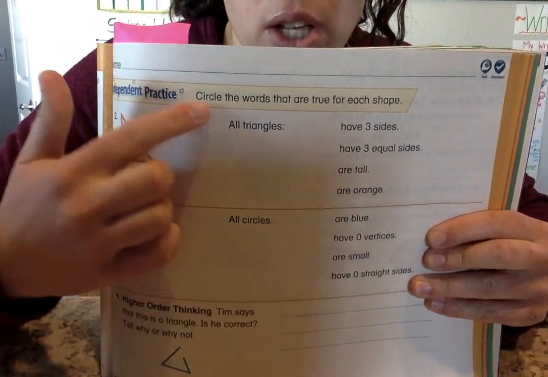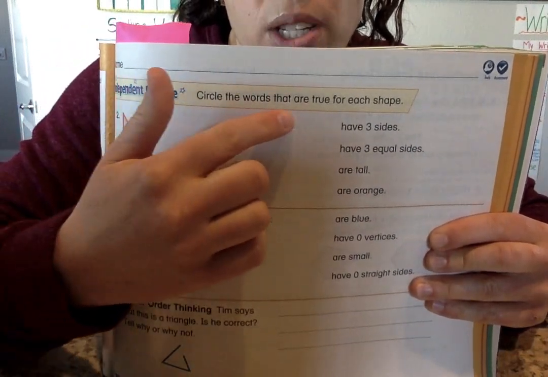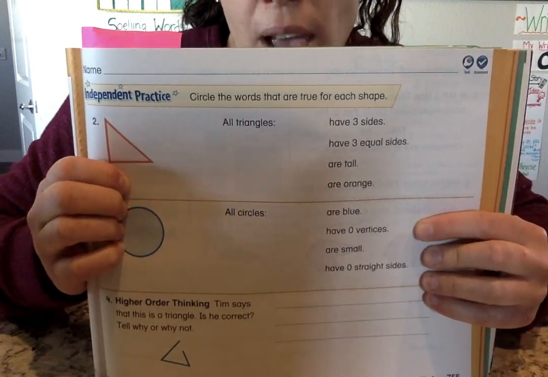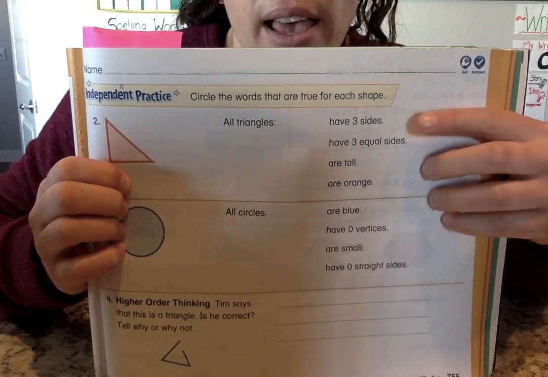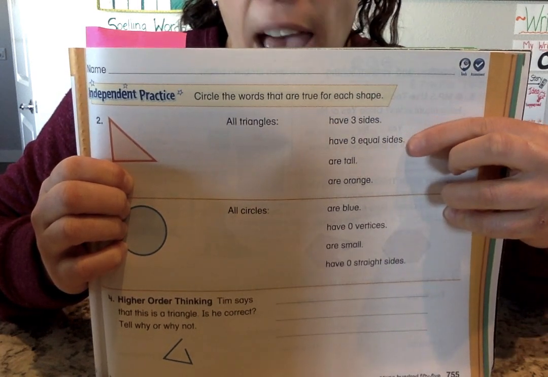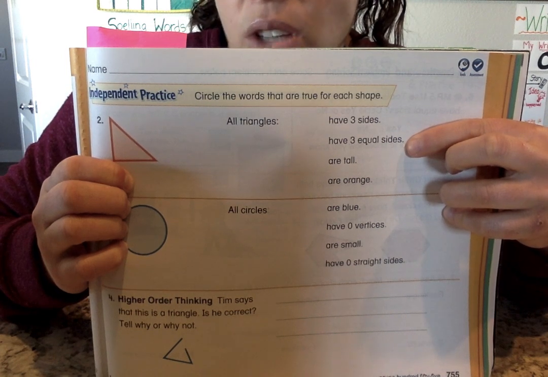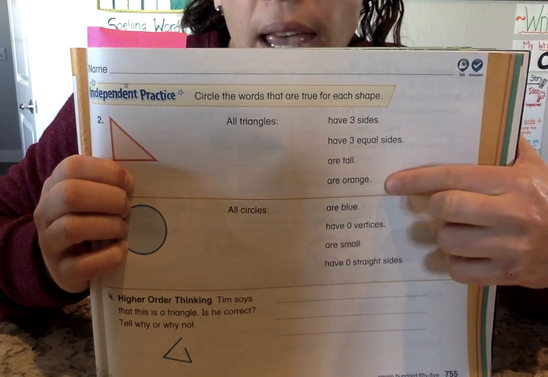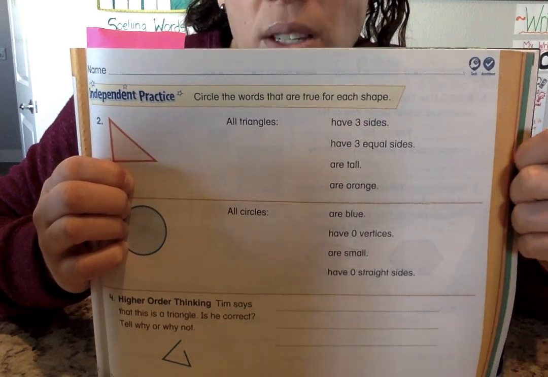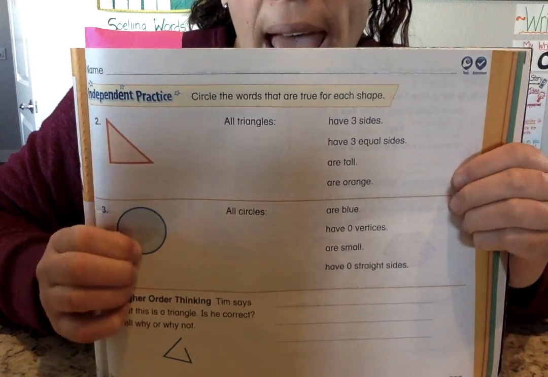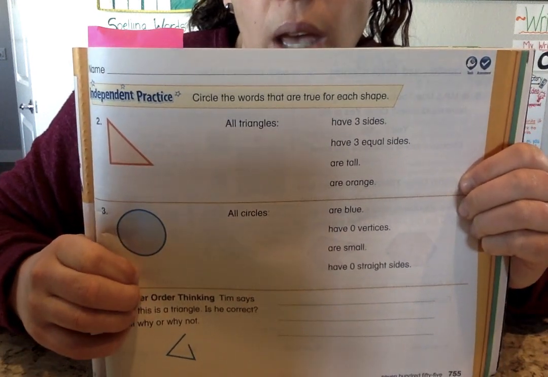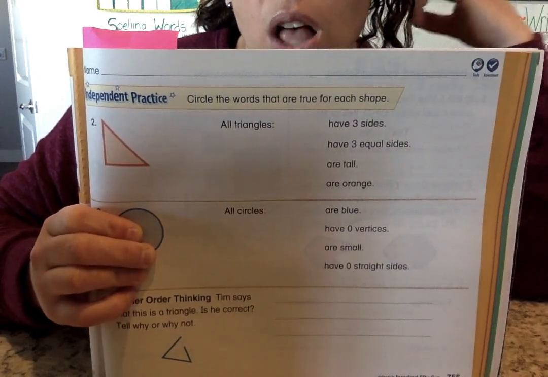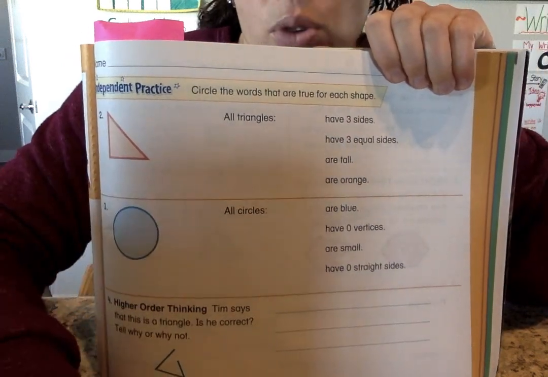It's saying all triangles. The directions say circle the words that are true for each shape. So now we're doing triangles. What makes a triangle a triangle? All triangles have to have 3 sides, have to have equal sides. Think about our solve and share. Did all of those triangles have equal sides? Are tall and are orange. Circle the one or ones that are true, and then what's true about circles. Okay, so you can pause it and just circle it with your finger or talk about it with an adult, or you can write it out if you really want to.